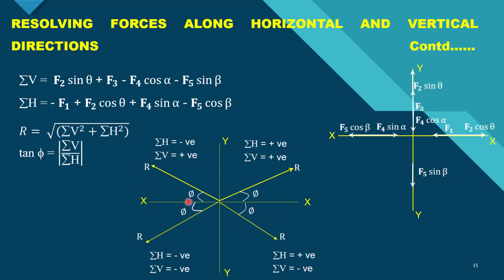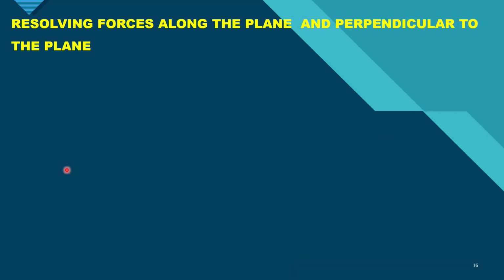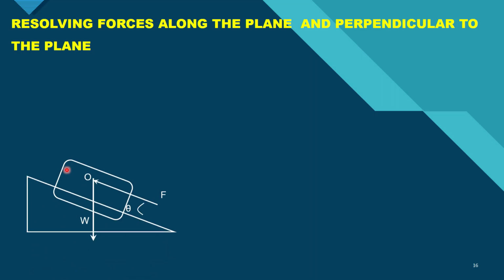So here you can see that the angle is always measured with respect to the x-axis if you are using this formula: phi is equal to tan inverse of modulus sigma V by sigma H. So this is a method for finding out the resultant force with the help of resolution. Now let us take another example. We need to resolve the forces along the plane and perpendicular to the plane.